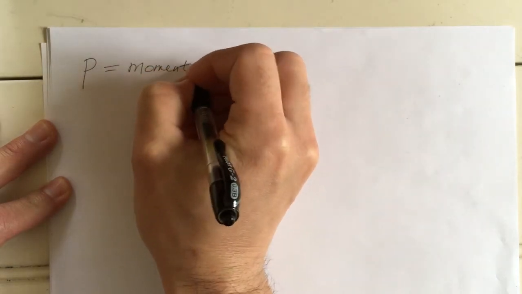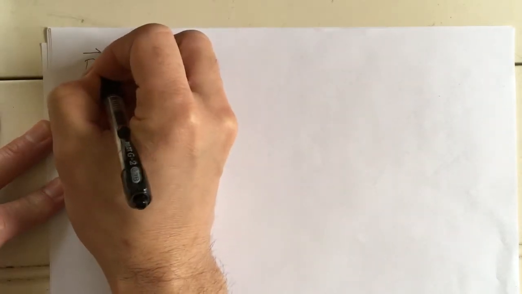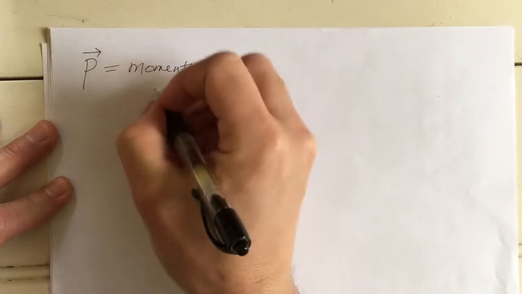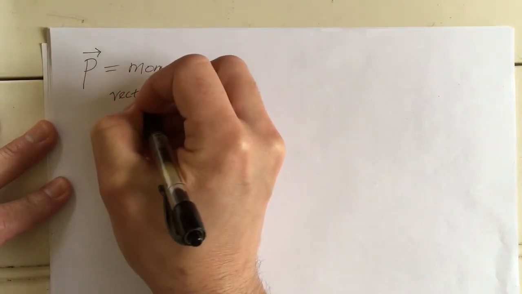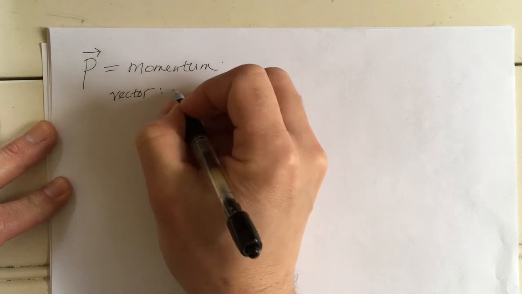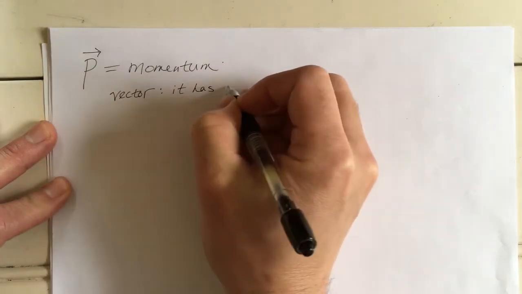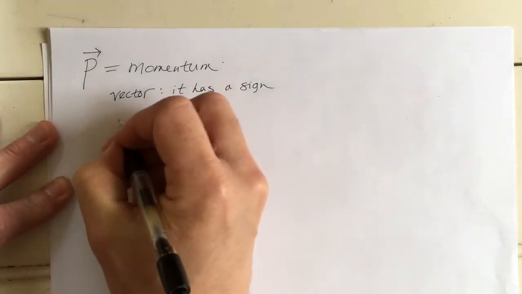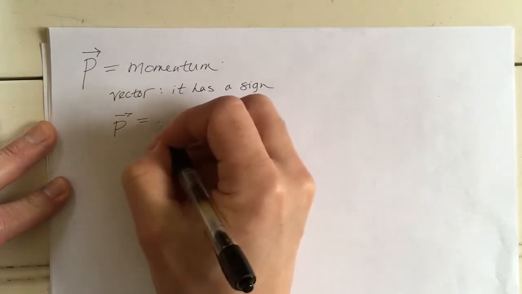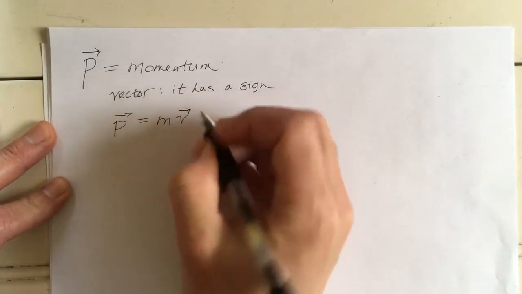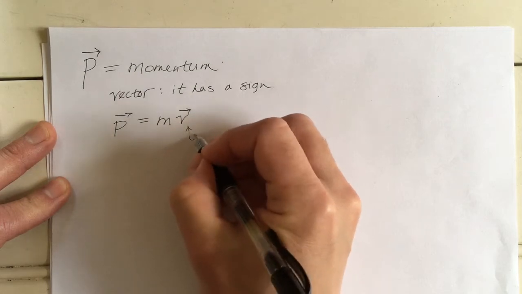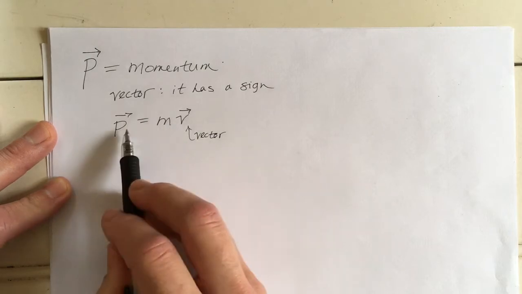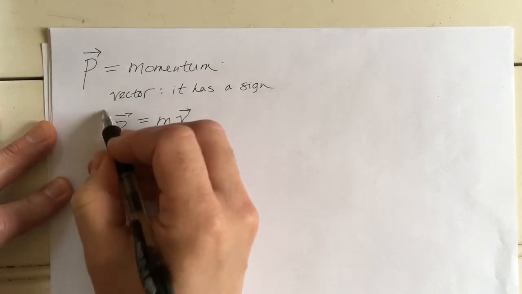And because momentum is a vector, we like to give it a vector hat sometimes. So, because it's a vector, it has a sign. And the sign is going to be the same as the sign on velocity, because p is equal to mass times velocity. So whichever way the velocity points, the momentum points. So the momentum can be positive or negative. All right, so there's our first formula.